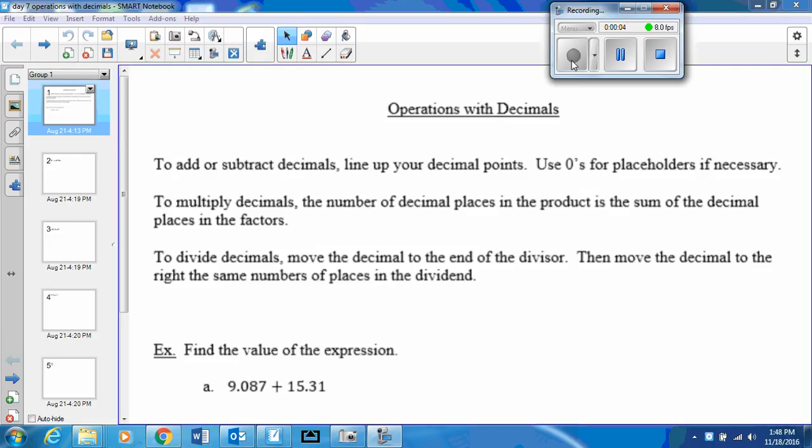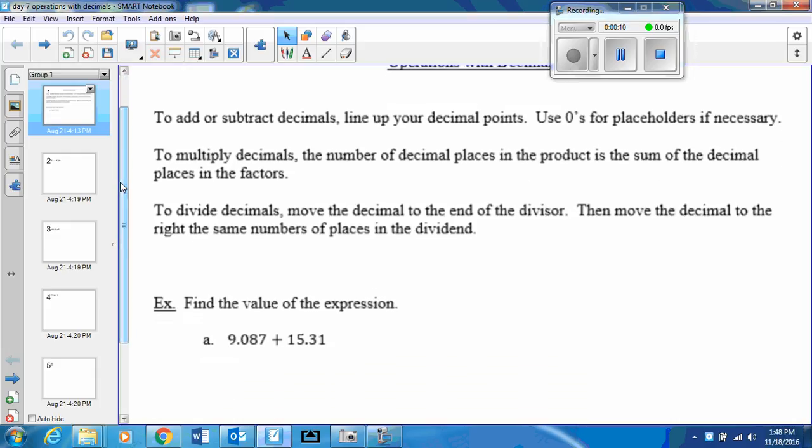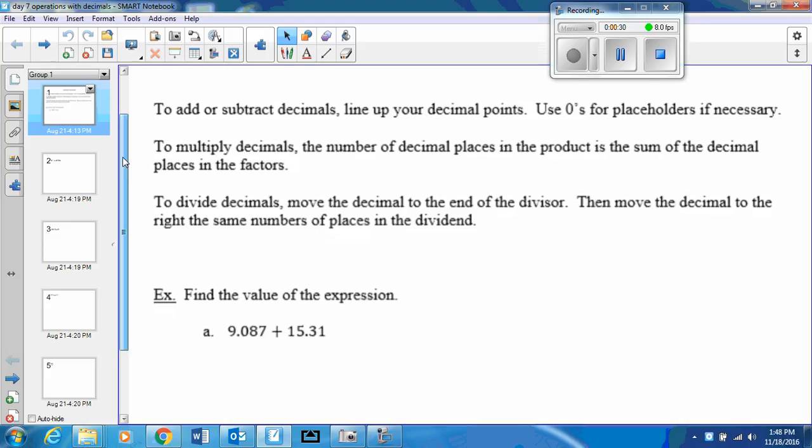This will help you with the operations with decimals. To add or subtract decimals, you have to line up your decimal point. You may have to put in zeros for placeholders. To multiply, you multiply like usual, and then you move your decimal in the total sum of the decimal places in the two factors, or the two numbers you're multiplying. And to divide, you move the decimal to the end of the divisor, then you move the decimal the same number of places in the dividend.